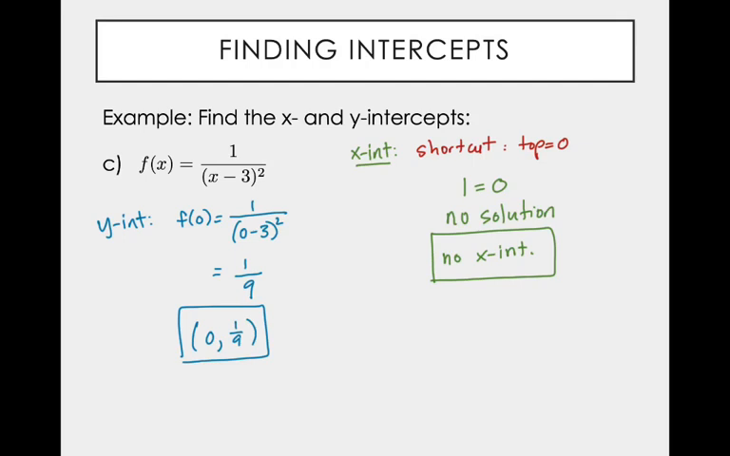Now that we know how to find vertical asymptotes, horizontal asymptotes, y-intercepts, and x-intercepts, when we meet on Zoom for class, we're going to try to actually graph some of these rational functions by hand.